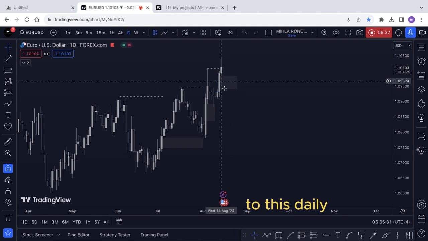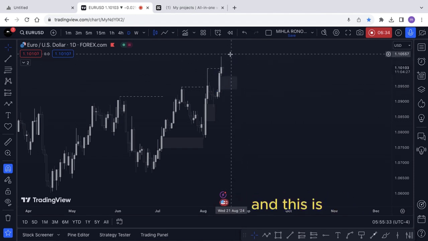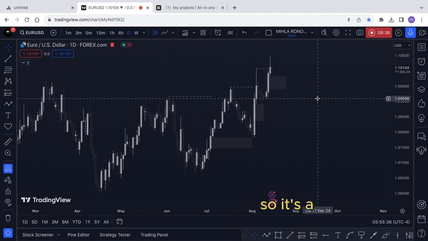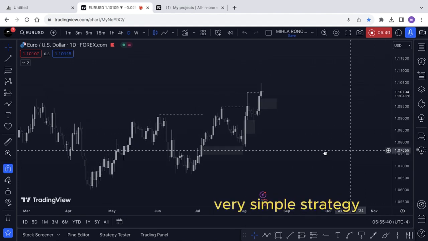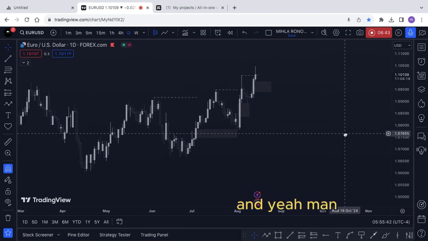I expect price to come back to this daily and continue higher, having this as my target. So it's a very, very simple strategy. And yeah, man, it works.